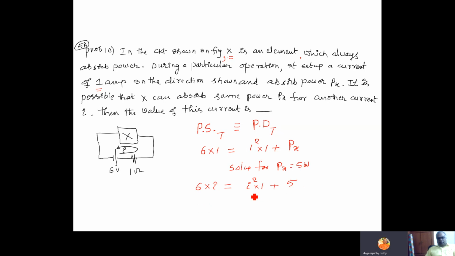Now it is a second order quadratic equation. Solve for I, and you will get the answers 1 and 5. 1 is already given in the problem, so the other answer is I equal to 5. So for a current of 5, it dissipates the same power of 5 watts. This is the answer.